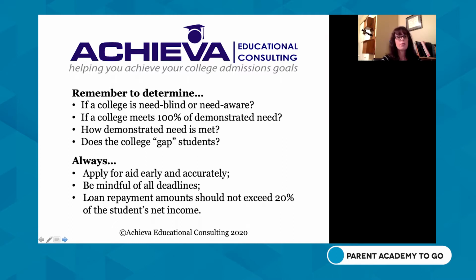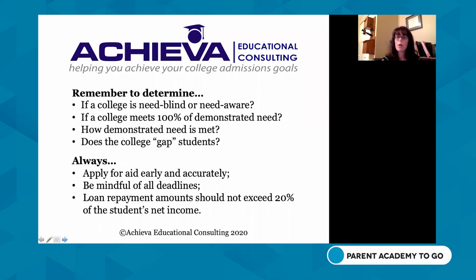The other thing to remember is if a college meets 100% demonstrated need. Most colleges do not. Those colleges that do meet 100% of demonstrated need are generally highly selective schools. What does demonstrated need mean? Meaning that your FAFSA determines that you're responsible for $50,000 of the cost of attendance of the schools that you're applying to. So schools that meet 100% would give you a package that includes the $50,000.